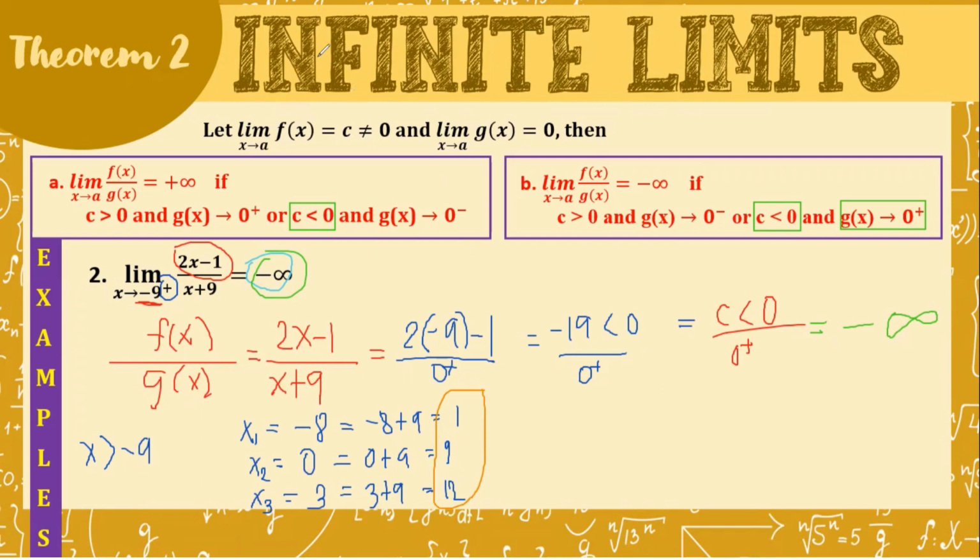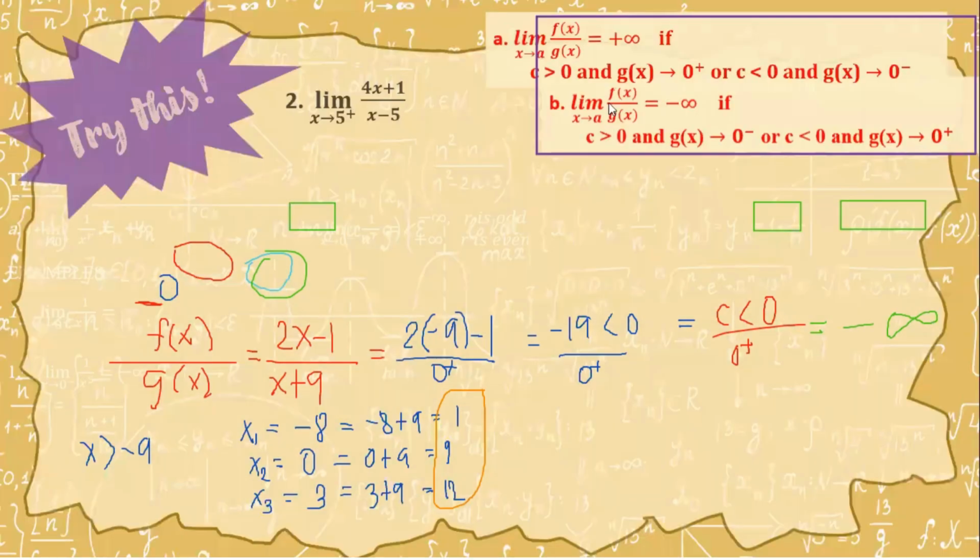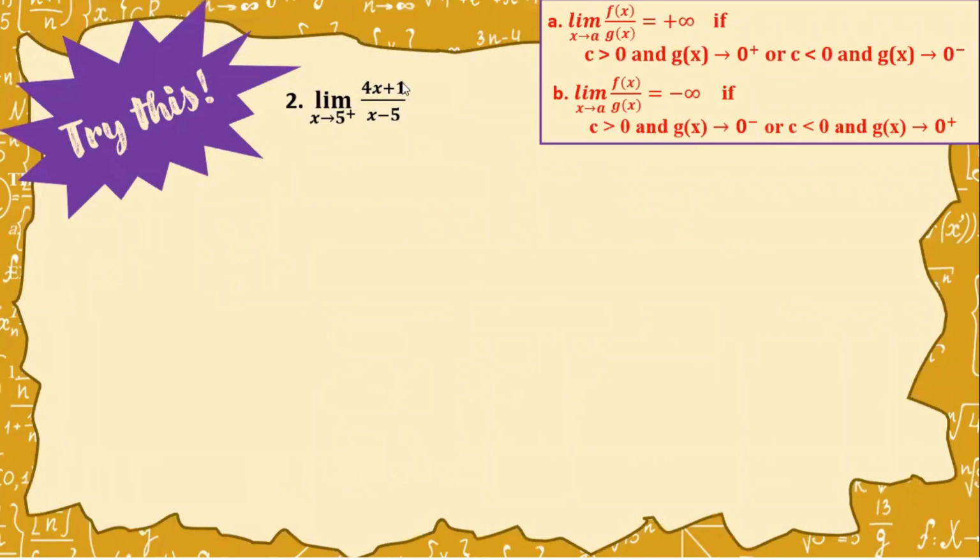Now, let's have another example. Kasi meron ditong try this. Ayan, sagutan natin yung try this. Now, the try this here is the limit of 4x plus 1 over x minus 5 as x approaches to 5 plus. Now, sagutan natin ha, para mas maintindihan natin. Now, take note that the given limit, ano yung una natin? Yung sagot na natin, lagay natin mamaya dyan.